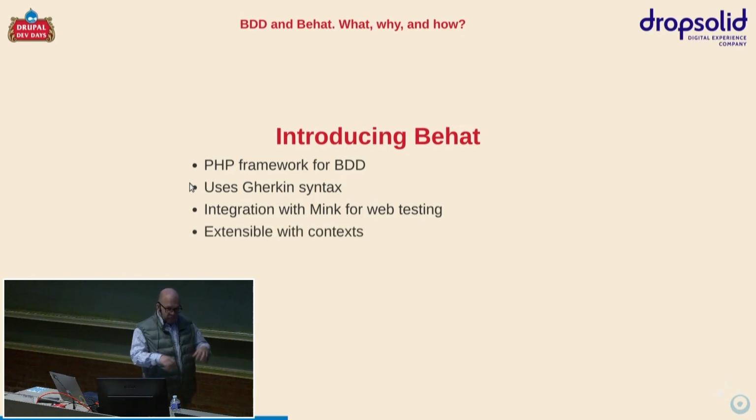So you have a base Behat installation. You have basic feature contexts. And again, we'll talk about that a little bit later, what a context is. And you can extend it with the context.